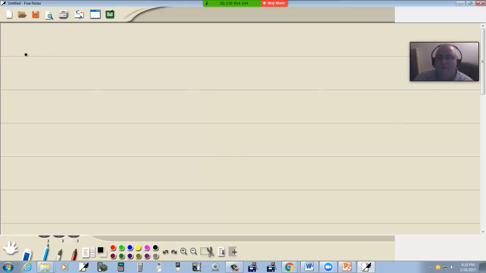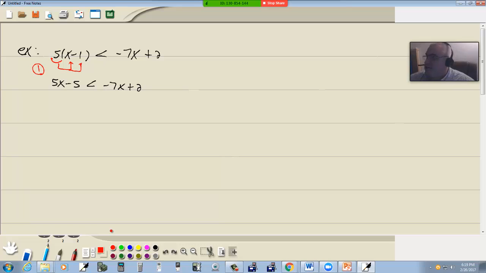Okay, so we got 5 times x minus 1 is less than negative 7x plus 2. Step 1, get rid of parentheses. Now we'll take the 5, multiply times x and times negative 1. 5 times x is 5x, 5 times negative 1 is negative 5. And everything else carries down. Step 2, get rid of fractions. Don't have any.